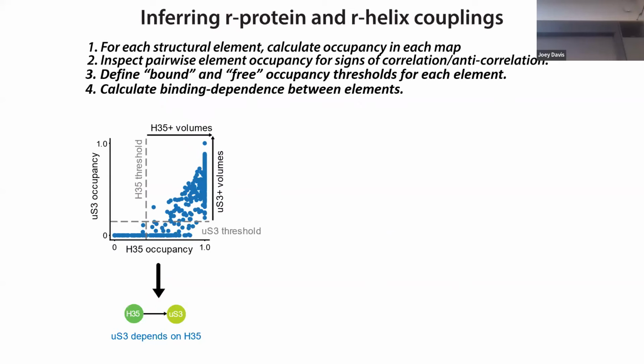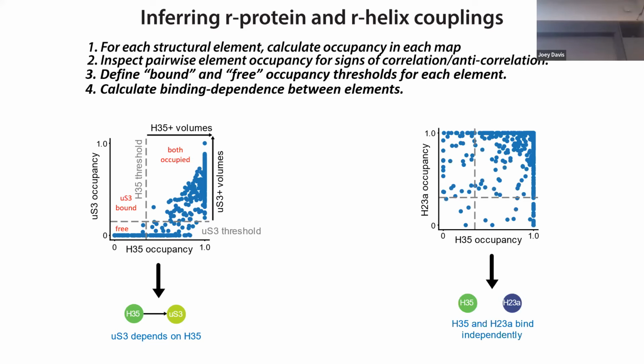You can apply this now across all of the RNAs and all of the ribosomal proteins, and you find some interesting patterns. So you find things that look like this, where S3 occupancy is only high when H35 is high. But the contrapositive, or some variant of that word, is not true. You never see particles where S3 is high without H35. So now you can put a directionality between these different elements: S3 must be downstream of H35. You see that for many elements, but not all. There are some that bind independently. You can have high H23 without H35 and vice versa.